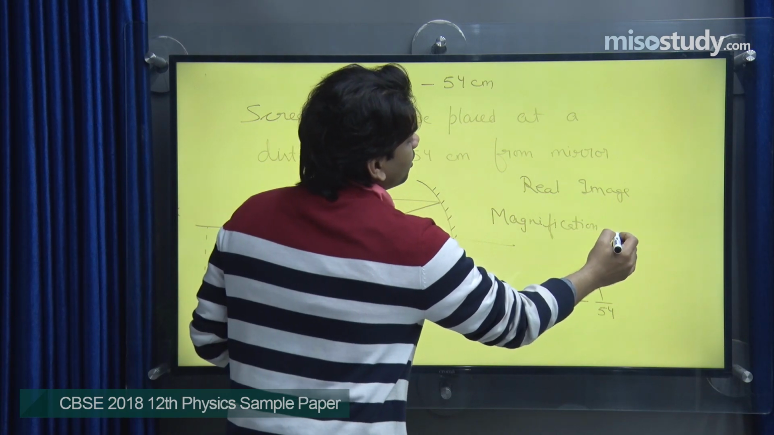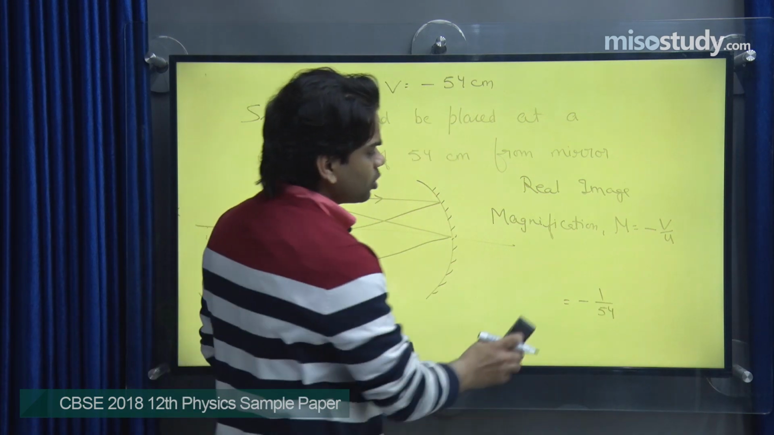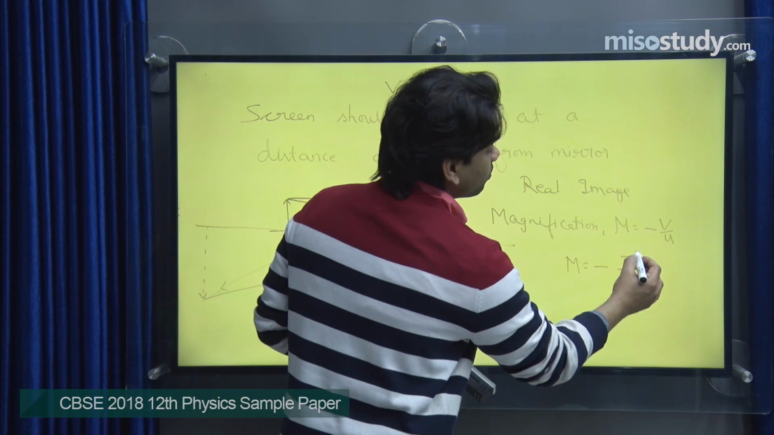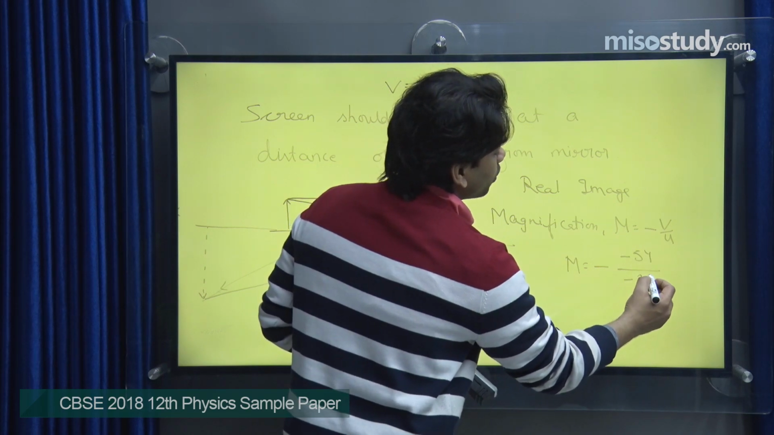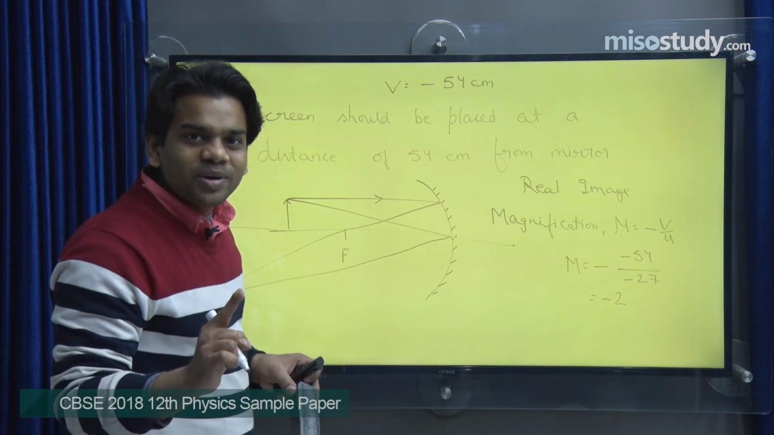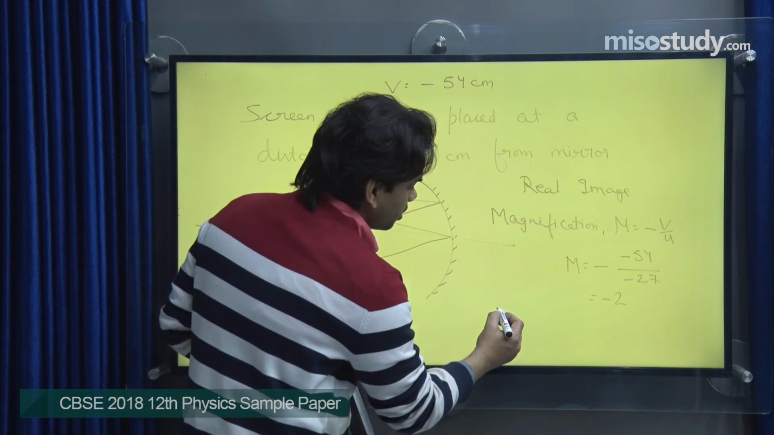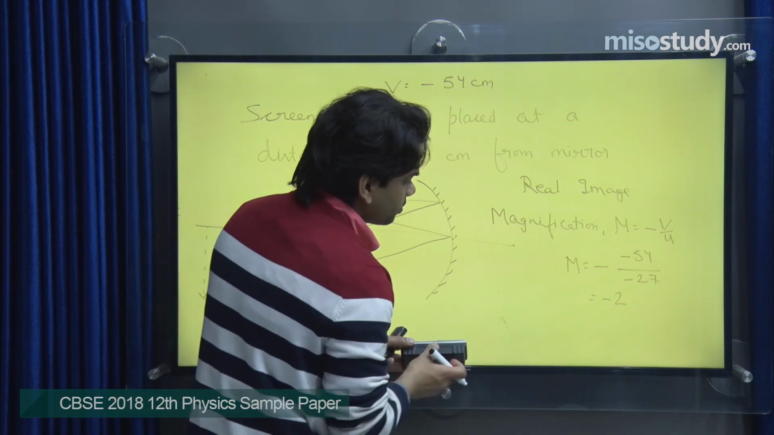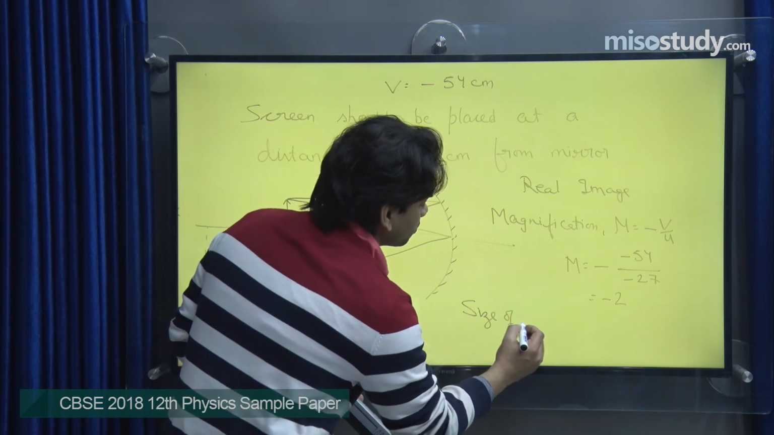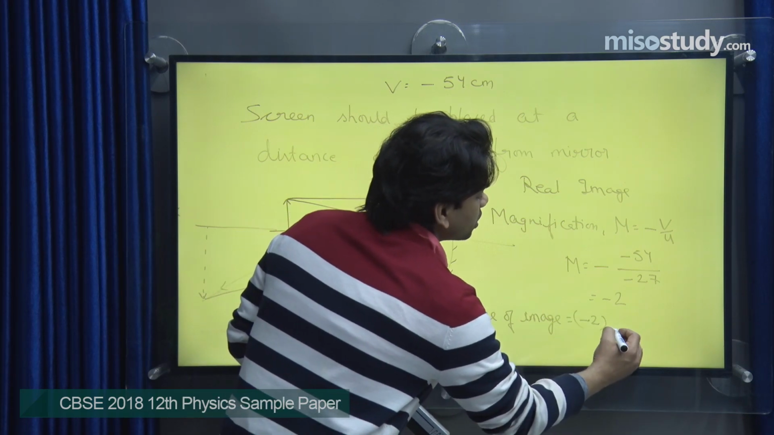Now magnification produced. Magnification is nothing but m is equal to minus v by u. We all know this. That means m is equal to minus value of v is minus 54, value of u is minus 27, comes out to be minus 2. Now size of image will be equal to minus 2 into size of object. So height of image, you have to write completely, size of image is equal to minus 2 into size of object.